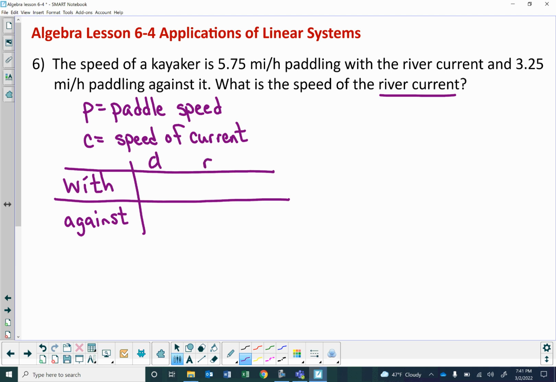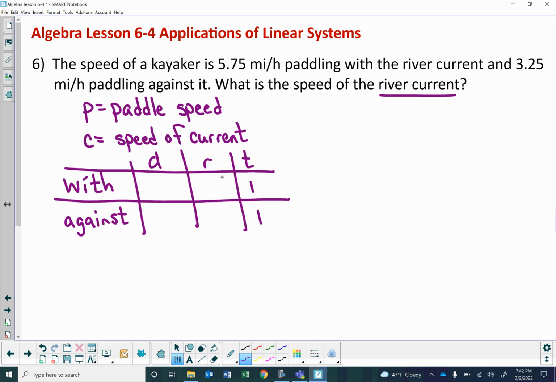So, distance, rate, time. I don't have a time, but I really can do a couple of interesting things with this problem. If I know I'm traveling at 5.75 miles per hour and 3.25 miles per hour, if I tell myself my time is 1, I will know how far I've paddled. Because if I'm paddling for 1 hour with the current, I know I'm going to go 5.75 miles. And I know if I paddle for 1 hour against the current, I'm going to go 3.25 miles. So I'm going to say that my time is 1.